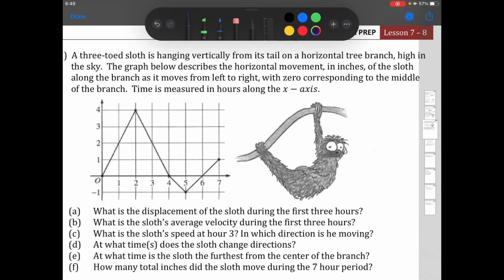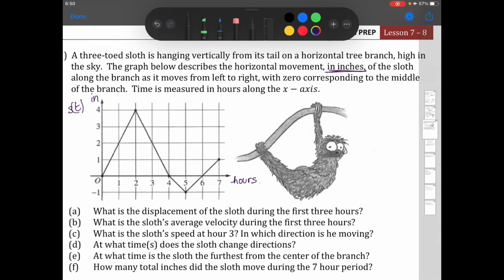So here we need to first determine what graph is given to us. Since it is the horizontal movement in inches, it is my position graph, right? So my y-axis is in inches and my x-axis units are measured in hours. And it's about the movement of the sloth. So let's get started with part A.